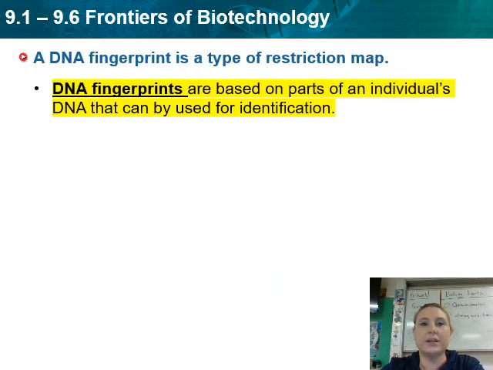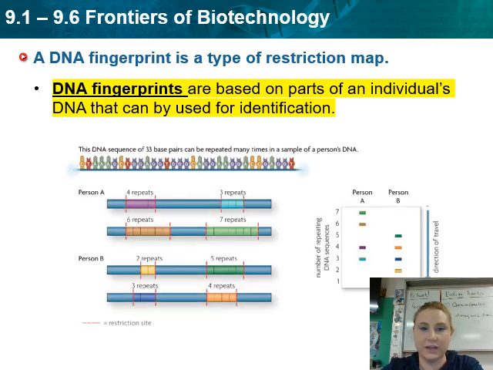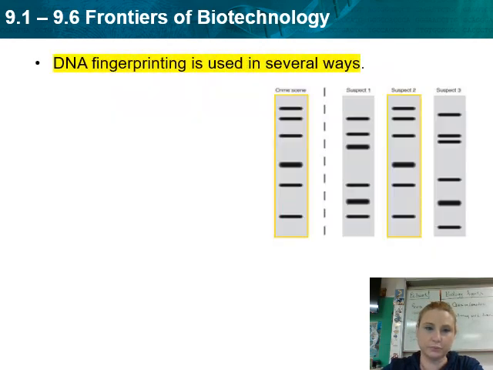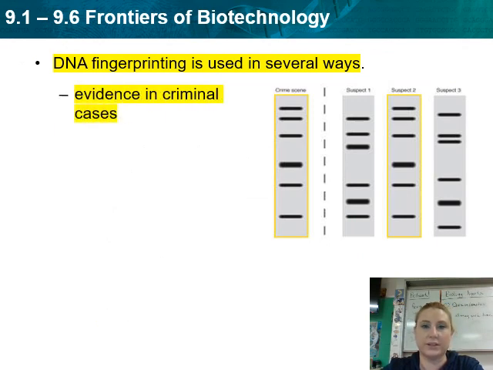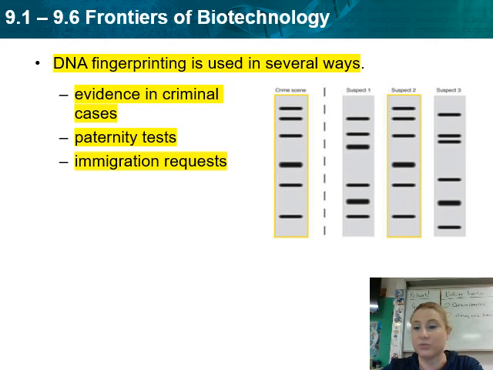A DNA fingerprint is a type of restriction map. DNA fingerprints are based on parts of individuals' DNA that can be used for identification. It's basically pairs that are repeated many, many times in a DNA sample. We use DNA fingerprinting in several ways: for evidence in criminal cases, paternity tests, immigration, and studying biodiversity.